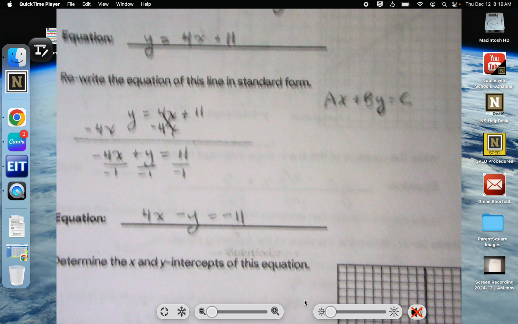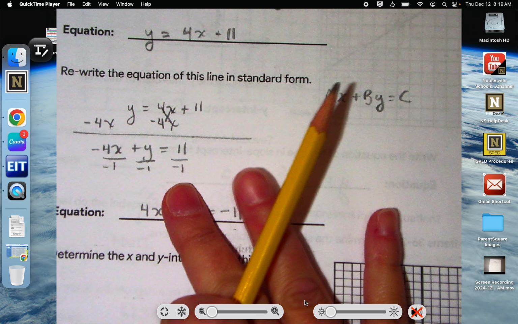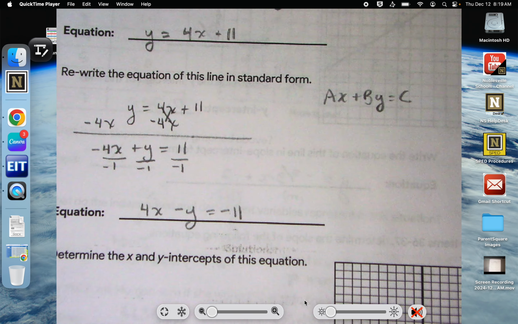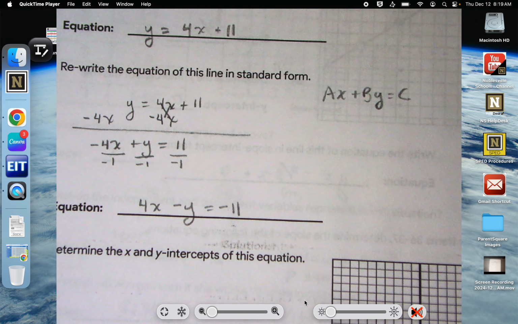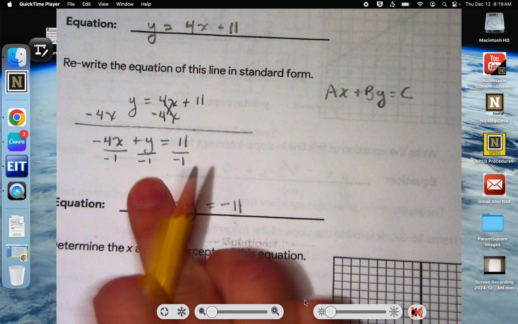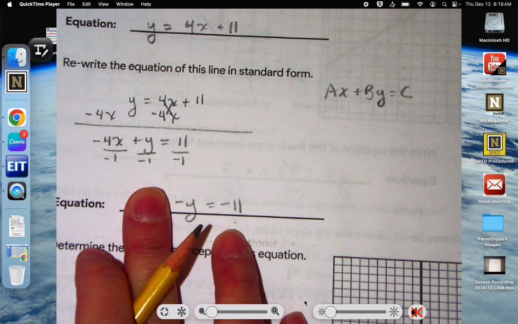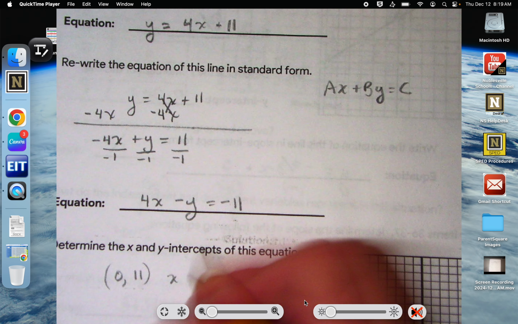Then it says determine the x and y intercepts of this equation. Okay, so this is when we cover up an x or a y and we figure out what our other value would have to be. I don't love that this is negative 11. That is not ideal. But if y is 0, okay, well, let's just make x 0. If x is 0, then what does y have to be? Well, the opposite of what would give me negative 11? Well, y would have to be 11, right? So I would have 0 and 11 for my y intercept.